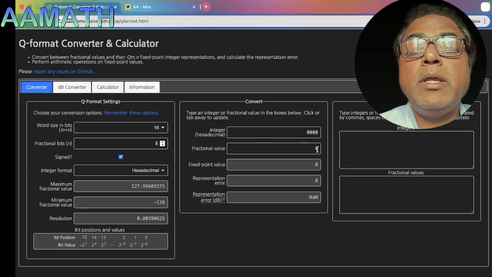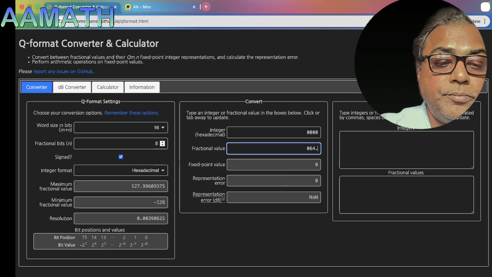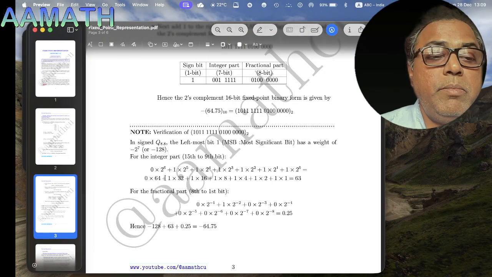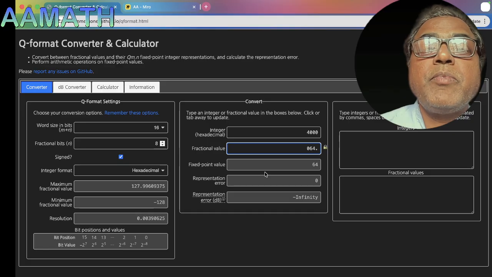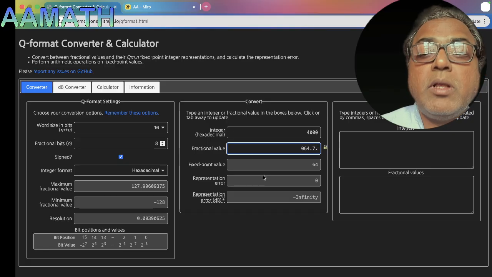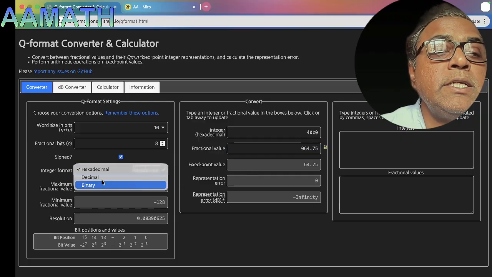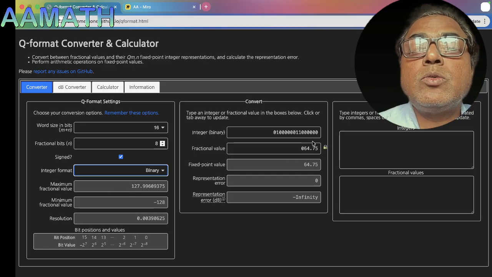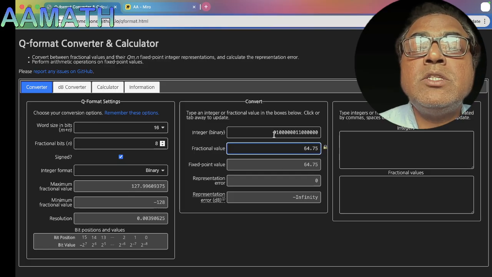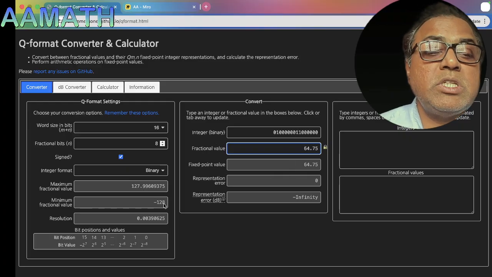Now we put here the fractional value 64.75, sorry, 64.75. Change this to binary. So 64.75, this is 0 1, then 0 0 1 1 0 0. This is the binary form of 64.75.